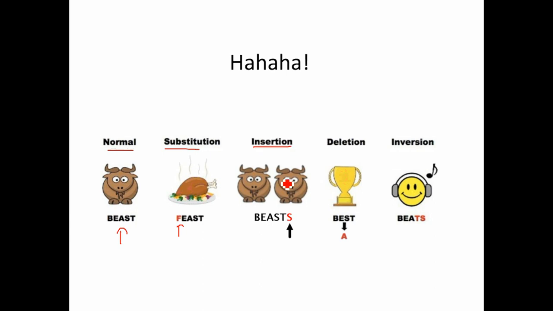If we insert a letter, for example an S at the end, we get beasts, and we get double the beast now. With a deletion, we're removing a letter, so we're taking out an A, and now instead of beast, we get best. And if we invert our sequence of letters, in this case the T and the S, instead of beast we now get beats, and we can enjoy some music.